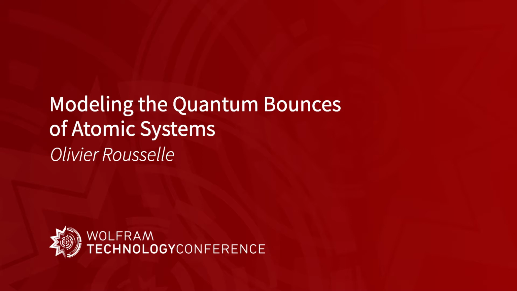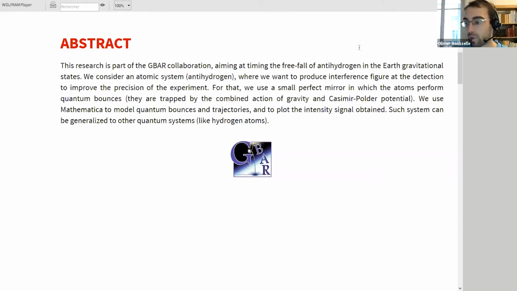As I told you, I am in the GBAR collaboration. It is an experiment which is led at CERN. It aims at testing the weak equivalence principle for antimatter. It's simple to understand. We need a neutral antiparticle, so we take antihydrogen, which is the simplest one. We put it in the Earth's gravitational field, and we see if it falls up or down. If it falls down, this means that there is normal gravity. If it falls up, this means that there is anti-gravity.